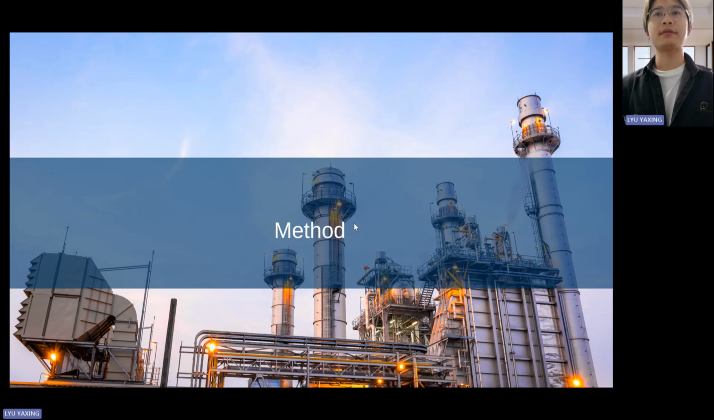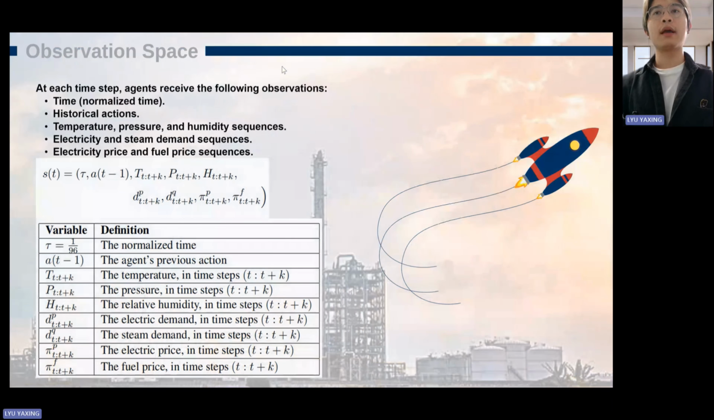Thanks, Yongyang. I'm Liu Yaxin. Today, I will present the methodology of our research. We will focus on the key components, innovation, and the environment setup of our algorithm. Let's begin with the environment setup and the input-output structure.